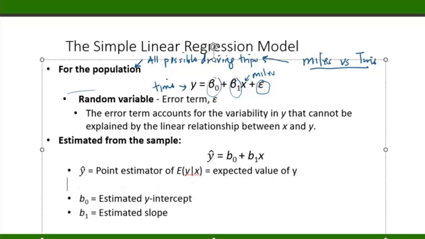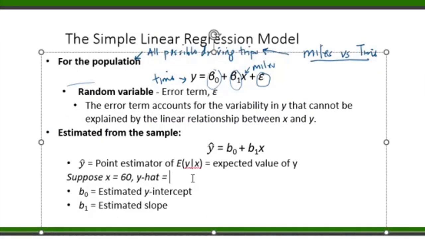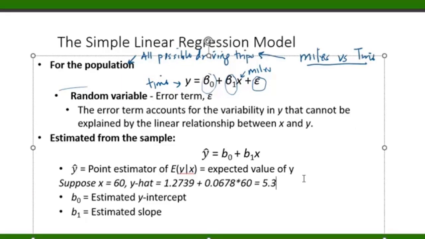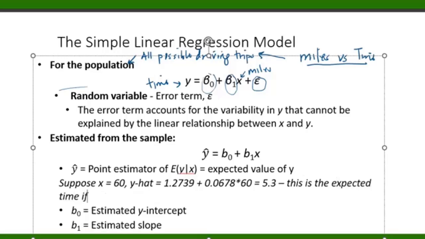So for example, let's say x is equal to 60. For y hat, we get 1.2739 plus 0.0678 times 60, and that gave us 5.3. So this is the expected time if you are driving 60 miles.